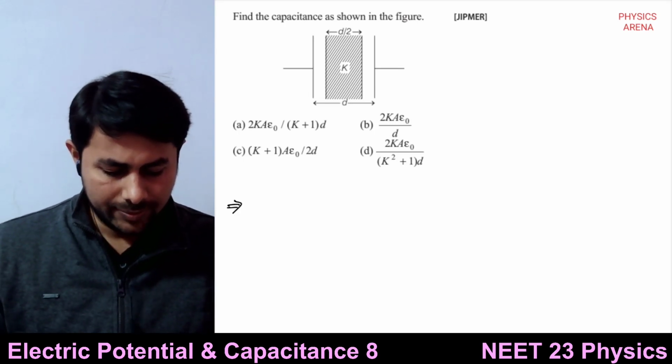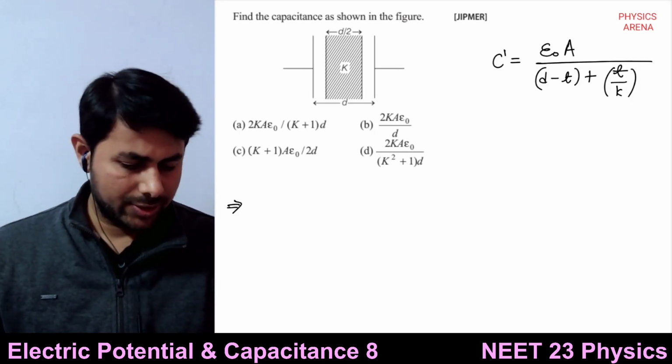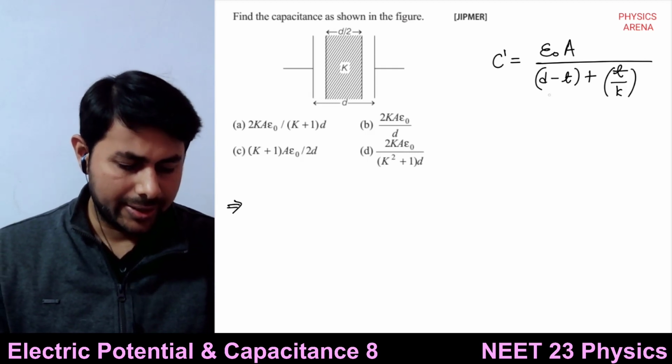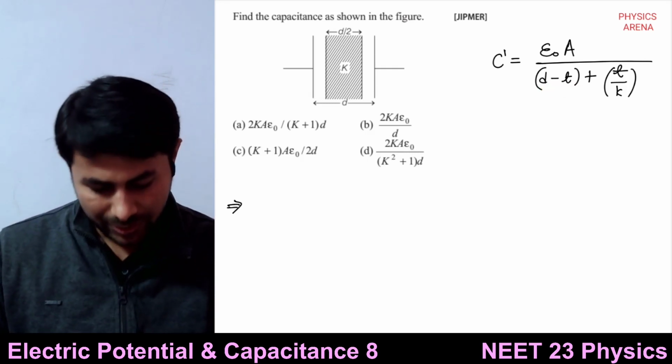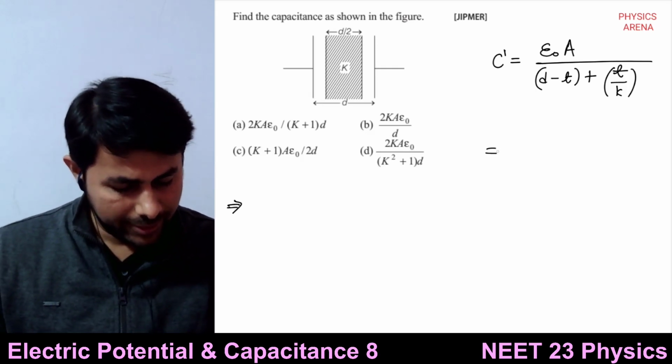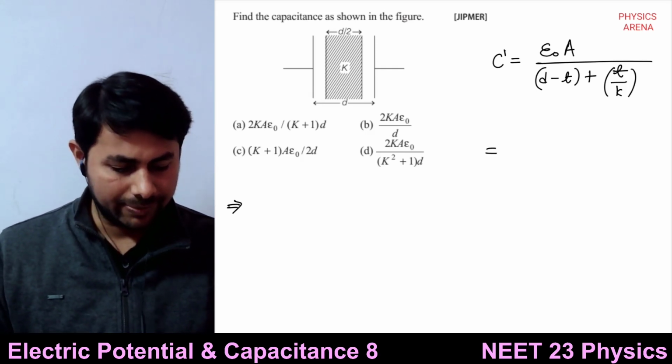So what is the formula? C dash is equal to epsilon naught A divided by d minus t plus t by K. I think this is the formula. Okay, so let's find out the equivalent capacitance.